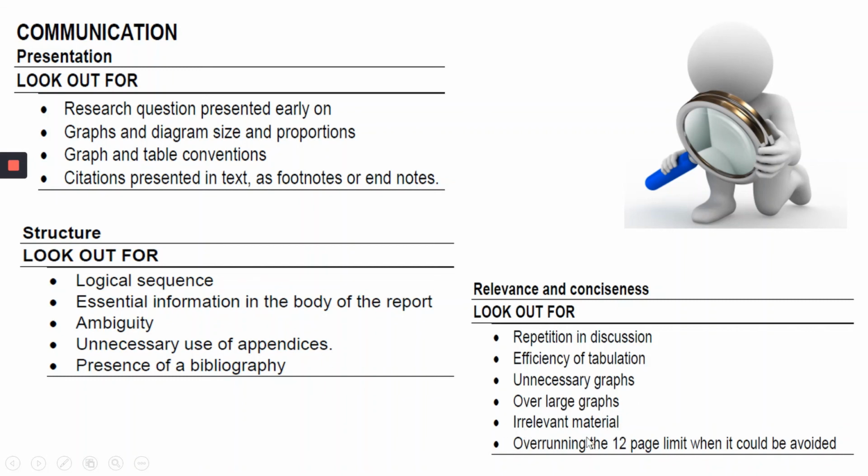Irrelevant materials, sometimes this happens when students are discussing the introduction or background. So watch out what you are referring to, and don't put too much focus on things that are not too related to your experiment. And the next one is overrunning the 12-page limit when it could be avoided. Again, a reminder that for biology IA, you have a 12-page limit.